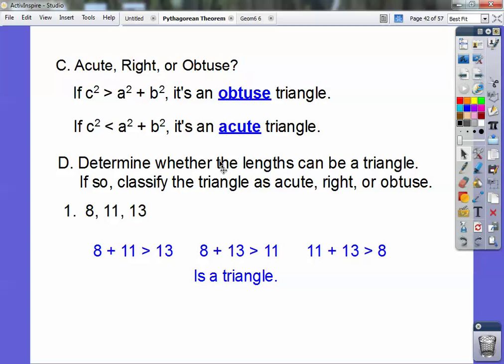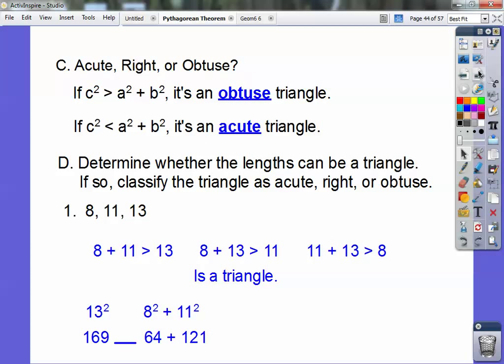So now I've got to take the biggest side, square it, and see what relationship it has to this one squared plus this one squared. If it's bigger, it's obtuse, because that's what this says up here. If it's less than, it's acute. If it's equal, it's a right triangle because of the Pythagorean theorem. So we want to check out that relationship right there. How is 13 squared related to 8 squared plus 11 squared?